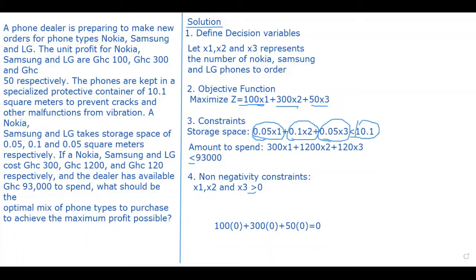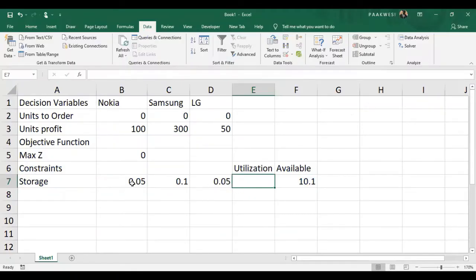So when it comes to Excel, how do you get your utilization? On the whiteboard, it was 0.05 times x1. Here in Excel, you don't have x1 because Excel doesn't deal with alphabet. It deals with numbers. Excel knows numbers only. So you just multiply the 0.05 here, which is the storage constraint for Nokia, by its unknown unit order that we initialized. That is 0. So 0.05 times 0 plus 0.1 times 0 plus 0.05 times 0.